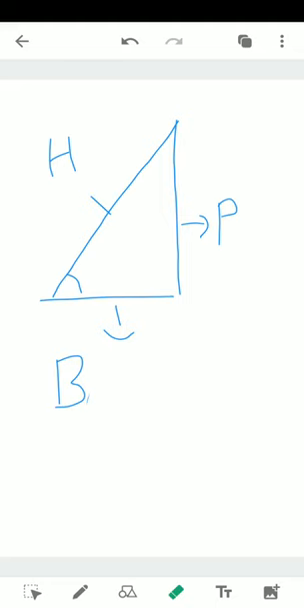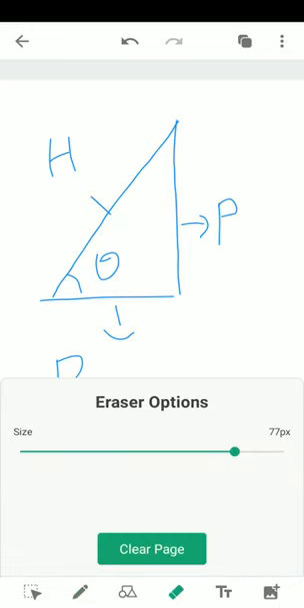Now we are going to see the ratios of these three sides. So we have base, hypotenuse, and perpendicular, and we are just going to have a look at their ratios. Let this angle be given by theta. Theta is a Greek letter which represents an angle in mathematics and physics as well.